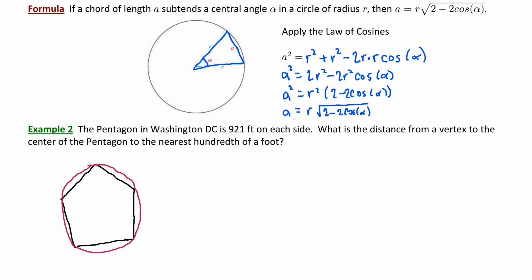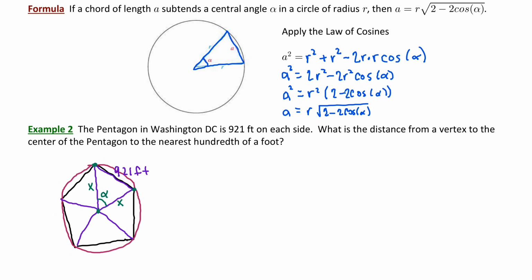Because this building is a regular pentagon, all of the sides are equal and all of the interior angles are equal. Now notice, we could divide this pentagon up into 5 equal triangles. We know that the length of this chord on the circle is 921 feet from the given information. Our goal is to calculate the distance from a vertex to the center of the pentagon. So I need this length x here. But because we're dealing with a regular pentagon, that means all the sides are equal, then these triangles all have equal sides as well. Now let's determine this central angle, we'll call it alpha.